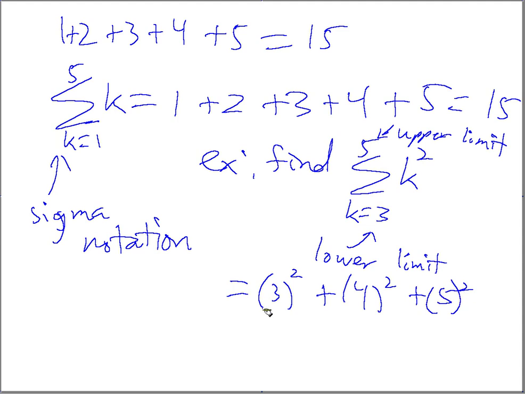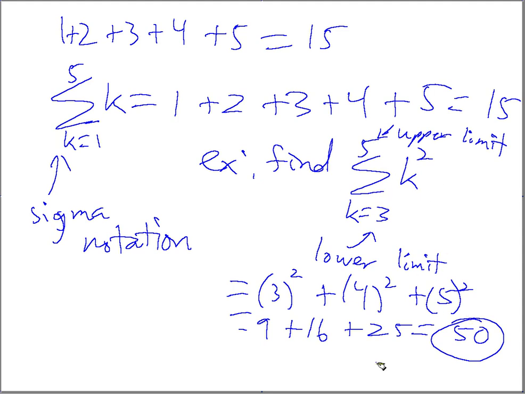All right? So this is nothing more than 9 plus 16, 4 squared, plus 5 squared, 25. So this is what? 25 plus 25, or how about 50, is the sum. All right? So we can figure this out just by plugging numbers in. Not too bad at all. Let's go ahead and try another one here.